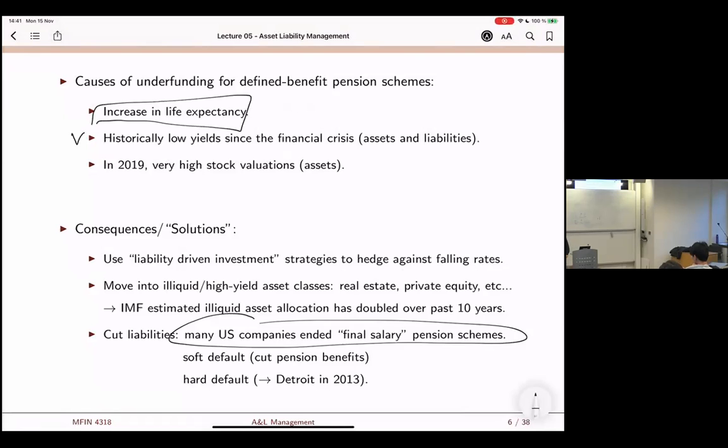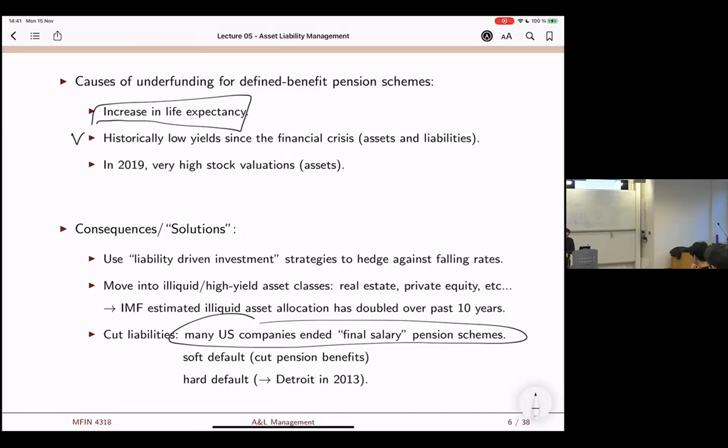There have been really low yields since the financial crisis. So you can view that in two ways. Either it means that it's going to be very hard to get a high return on your assets if you invest in fixed income, right? That's the asset side of it. The liability side of it, which is equivalent, is to say, well, now you discount your liabilities at a much lower rate, right? That's what I'm saying.